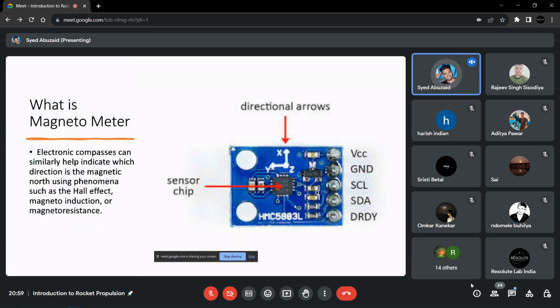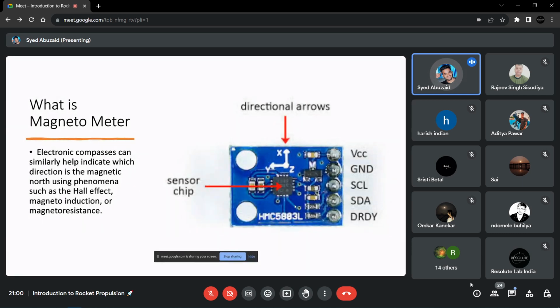So basically, this is the magnetometer. The magnetometer is an electronic compass that can help to indicate the direction of magnetic north using phenomena such as the Hall effect. The Hall effect is responsible for making the electronic magnetometer. How the Hall effect works, you can see on YouTube or Google, there is information about it. So I'm just telling you.